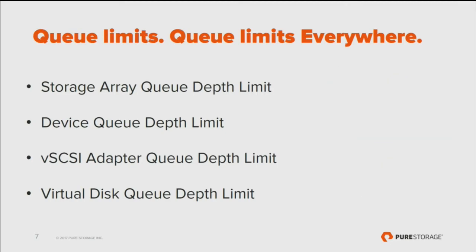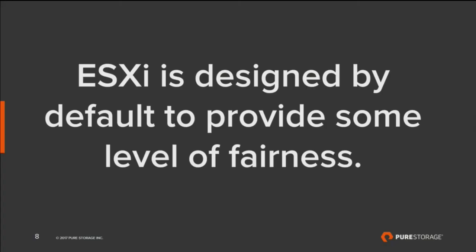This is an important thing to note: ESX is designed by default for fairness. Architecturally, it is a shared architecture, and it knows there are going to be multiple virtual machines, multiple virtual disks, and multiple datastores vying for resources, whether it's CPU, memory, IOPS, or throughput. So by default, ESX lowers some of these limits so nobody can go nuts and hurt someone else.